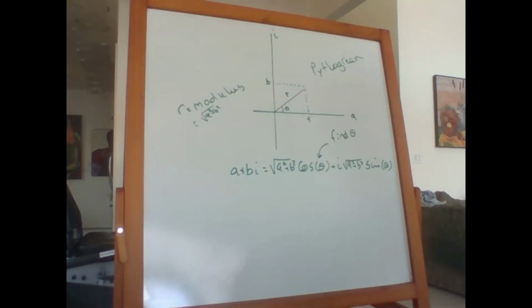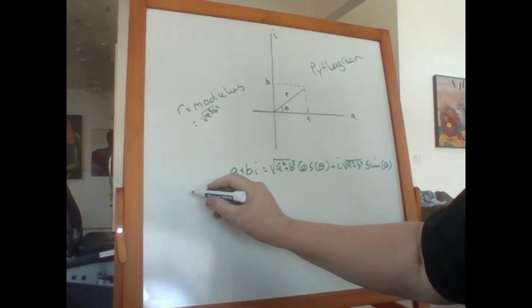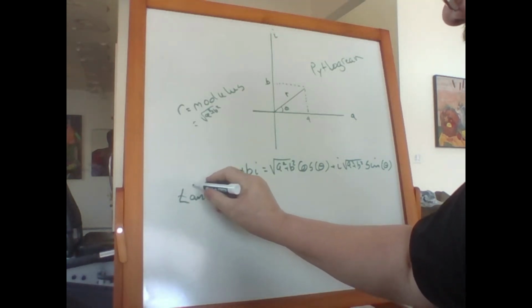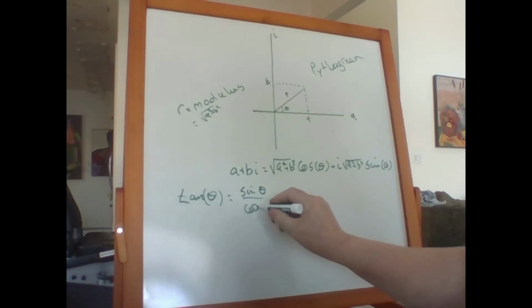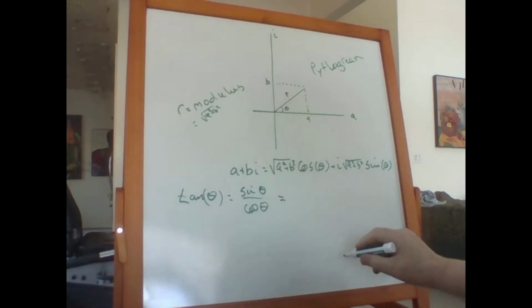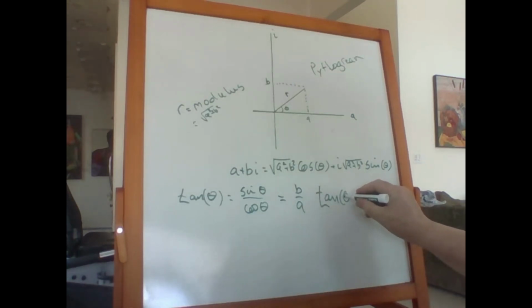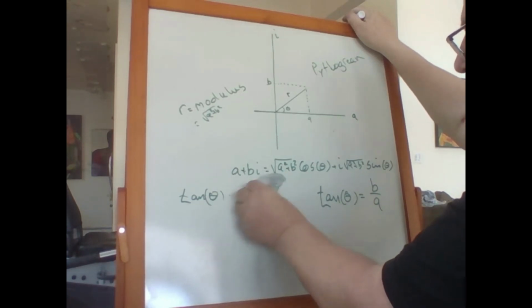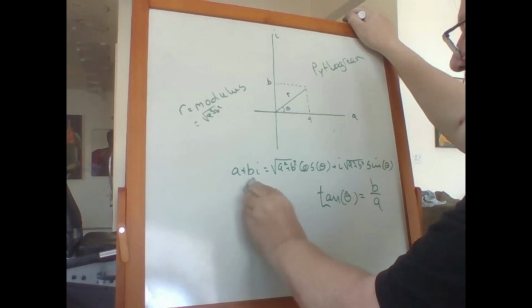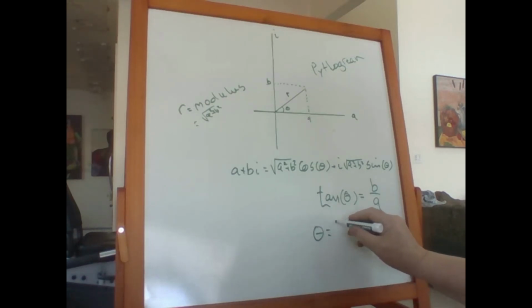So how do we find theta? Well, we find theta by looking at this and saying, what is the definition of the tangent of theta? Well, it's the sine of theta over the cosine of theta. Well, in that case, that happens to be B on A. So tangent theta is equal to B on A. But we want theta. So what do we have? We take the arctan on each side. So we have theta equals the arctan of B on A.